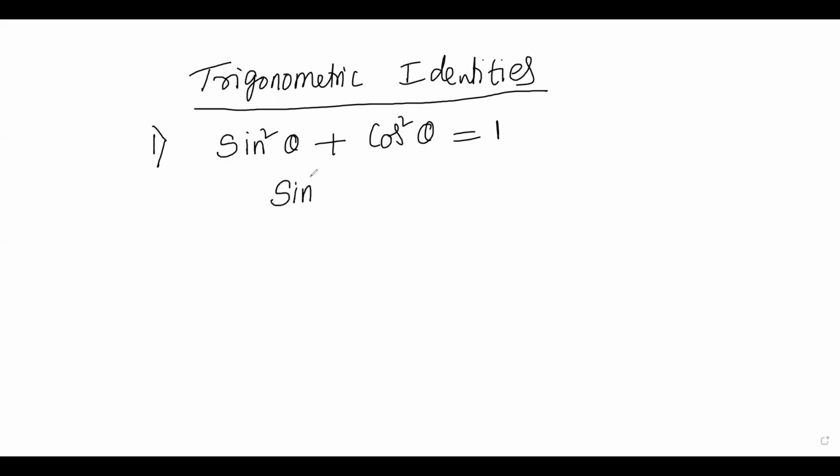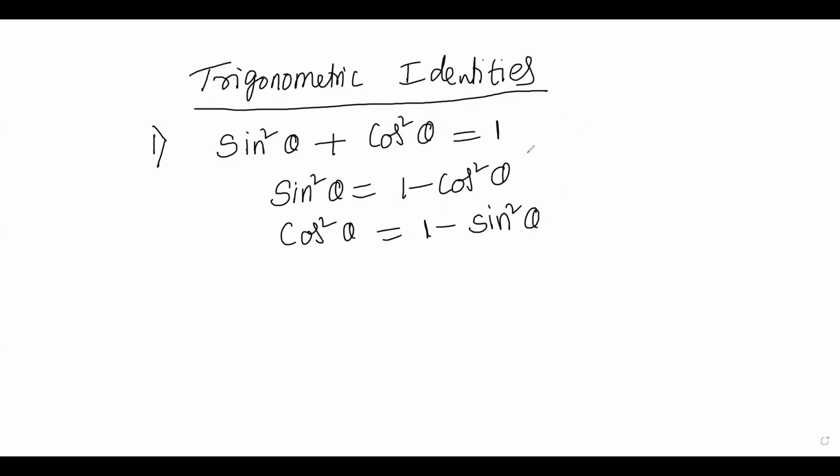Sin square theta is equal to 1 minus cos square theta. By transposing cos square, we get this formula. If you transpose sine square, you will get one more formula, that is cos square theta is equal to 1 minus sine square theta. These two are sub-identities. This is the main identity.